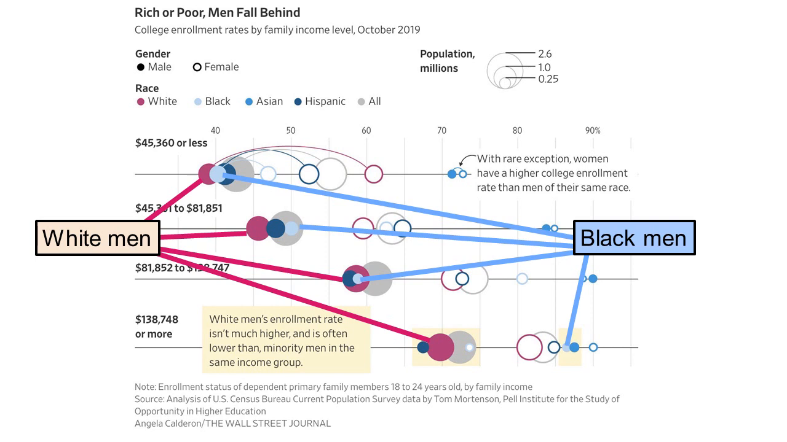Look at the differences between white men's college enrollment rates and black men's college enrollment rates. In each income level, what happens? The college enrollment rate is actually lower for white men in each income level compared to black men.